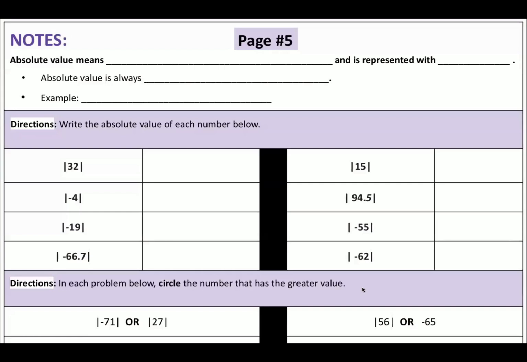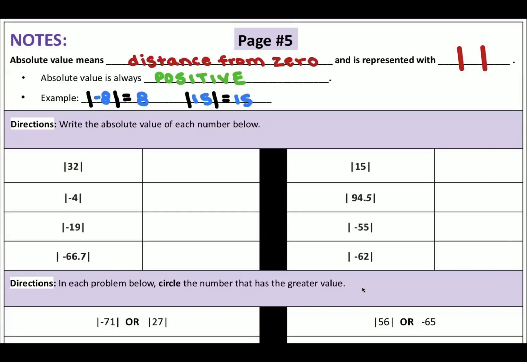Let's take a look at the top of page 5. Absolute value means distance from 0 and is represented by these 2 vertical lines around a number. Make sure you're writing with me. Absolute value is always positive. An example is the absolute value of negative 8 is 8, and the absolute value of 15 is 15. Both of our answers are positive. Remember, you can pause the video if you need more time.